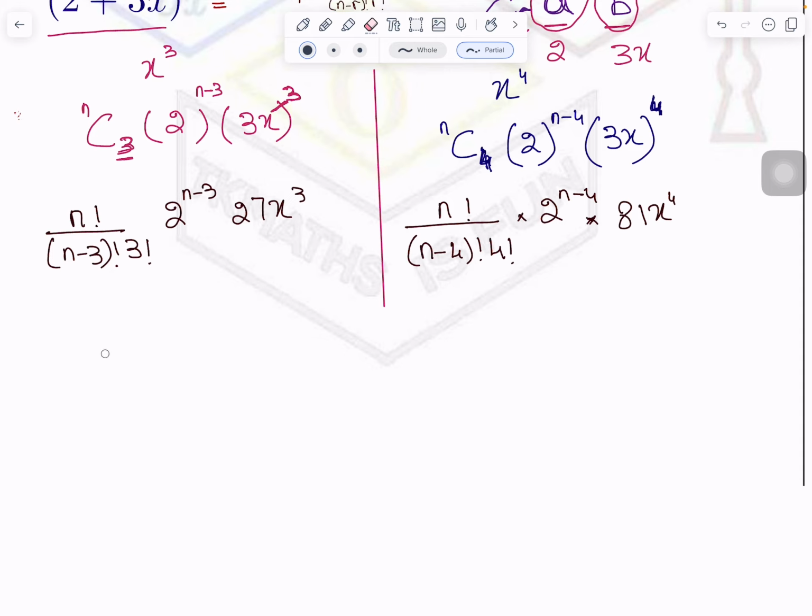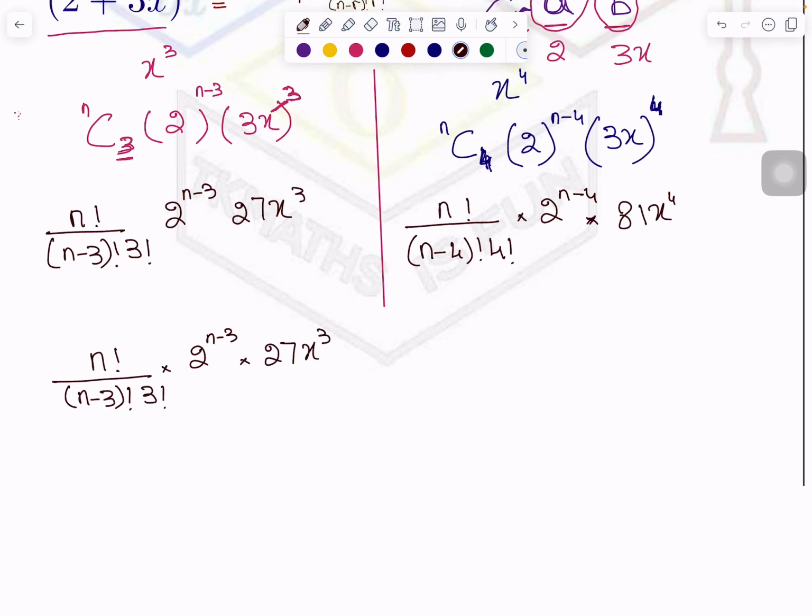You know that thing, right? So now I'm writing it here. n factorial over (n minus 3) factorial into 3 factorial, times 2 power n minus 3, times 27 times x power 3, divided by n factorial over (n minus 4) factorial into 4 factorial, times 2 power n minus 4, times 81 times x power 4.